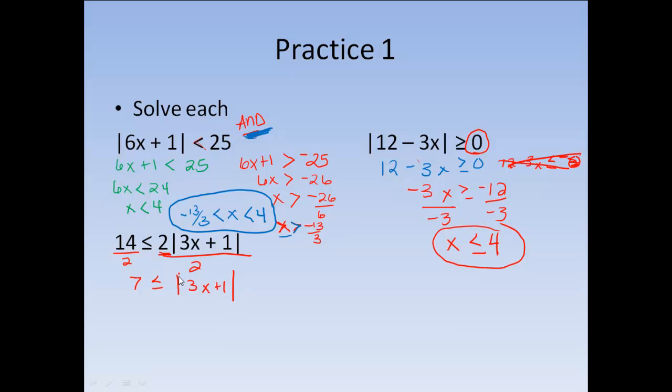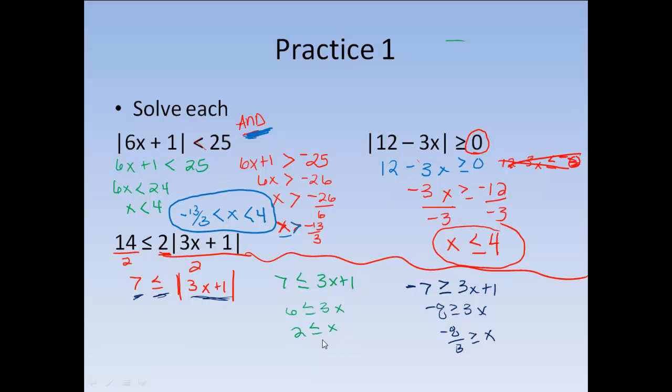Now I can go ahead and set up my two separate inequalities. So my first one is just going to be 7 is less than or equal to 3x plus 1. The second one would be negative 7 is greater than or equal to 3x plus 1. I leave that 3x plus 1 alone, I flip the sign, and I change that to its opposite. Now I've got two equations I can go ahead and solve.